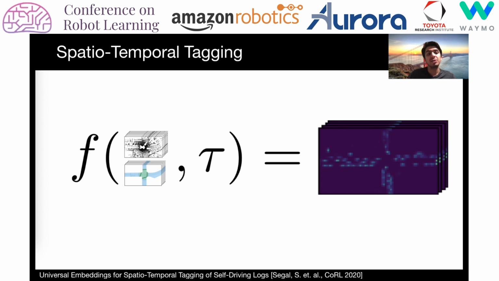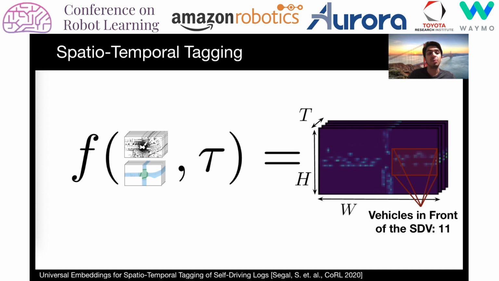Tag values are tensors with both spatial and temporal dimensions and can represent any value, discrete or continuous, in the self-driving scene. For example, if we are interested in tagging vehicle density, each tag value would represent the vehicle density at a specific location and time step in the original data log. Tag values can later be pooled to generate interpretable scene tags, for example, tagging the vehicle density in front of the self-driving vehicle.